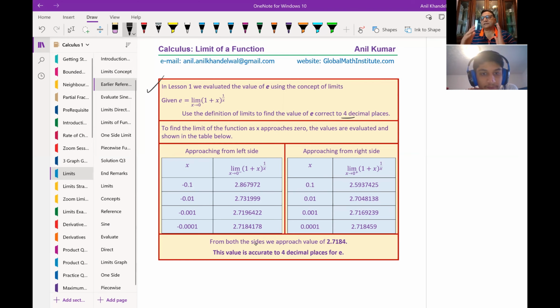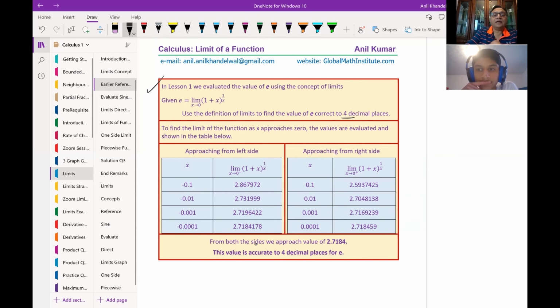So that becomes an exercise for you. You should practically do this. That is to say, just as we found the limit for sine x over x, as x approaches 0, you can find the limit of this function, (1 plus x) to the power of 1 over x, when x approaches 0.